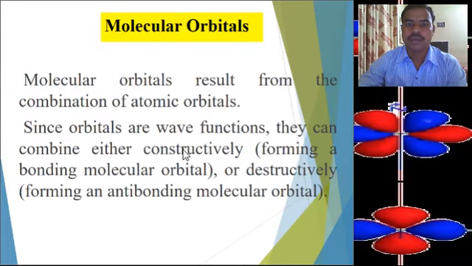Then, a short introduction to the molecular orbital. The molecular orbital results from the combination of atomic orbitals. Since the orbitals are wave functions, they can combine either constructively, forming a bonding molecular orbital, or destructively, forming an antibonding molecular orbital. These two points are very important in the molecular orbital diagram. Constructively means the bonding molecular orbital, and destructively means the antibonding molecular orbital.